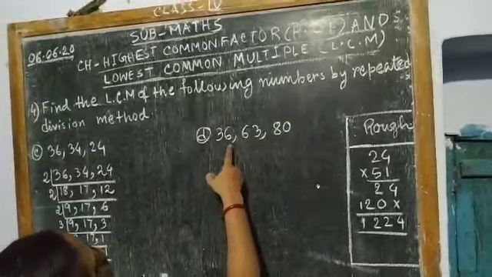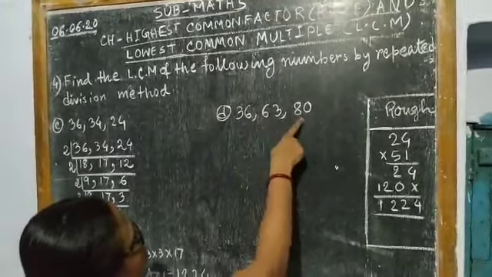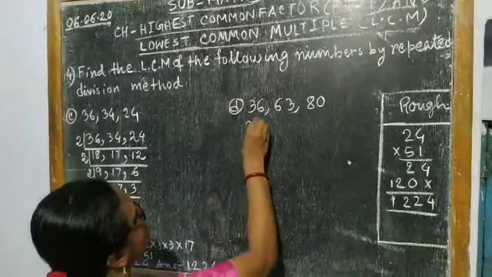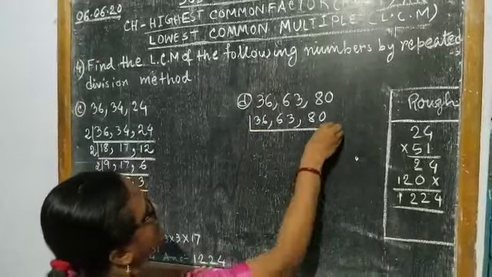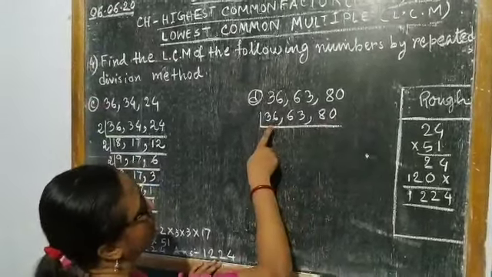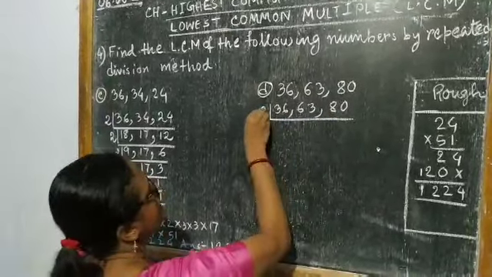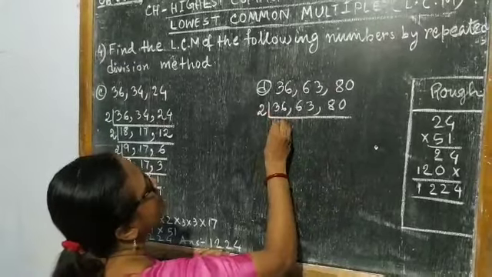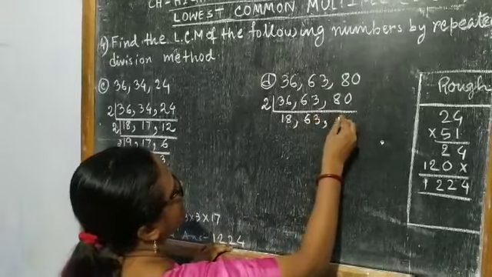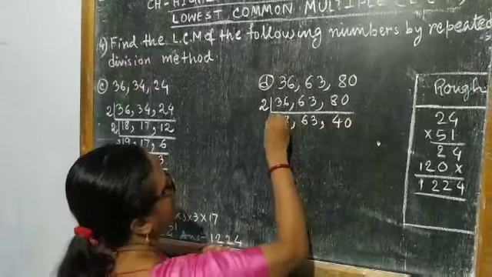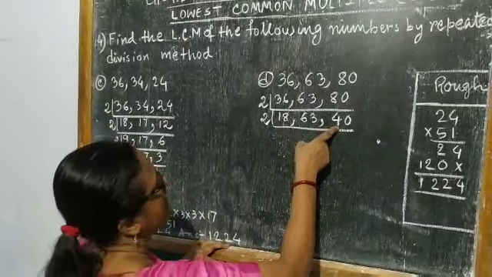Now let's do the next sum, number D. You have to again find the LCM of 36, 63, 80 by the repeated division method. First you write the sum. Now see, first you try with the smallest prime number, 2. Yes, 36 and 80 are divisible by 2. So divide them. 36 divided by 2 is 18. 63 is not divisible, so copy it down without dividing. 80 divided by 2 is 40. Next, again divide by 2, because 18 and 40 are even numbers, they are divisible.